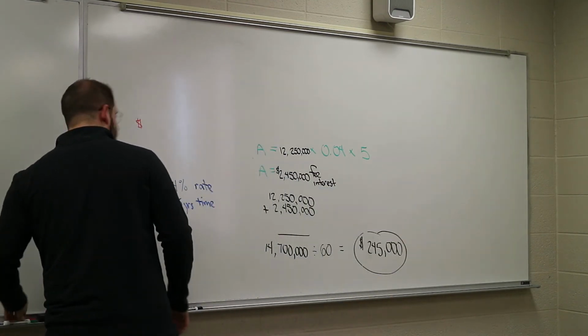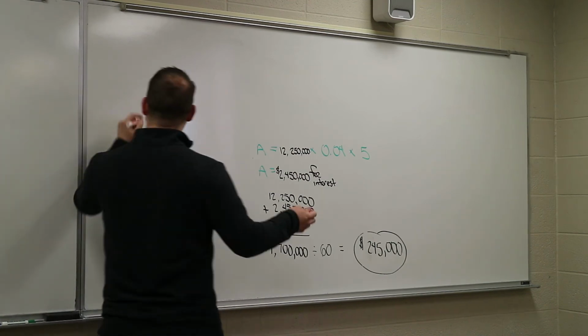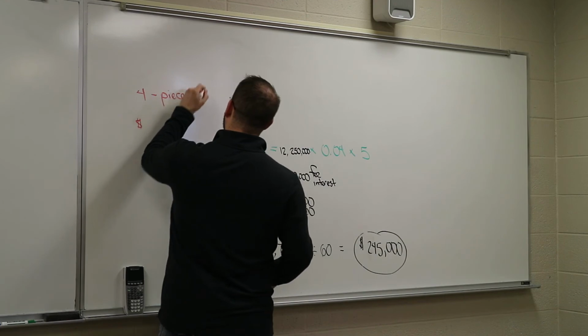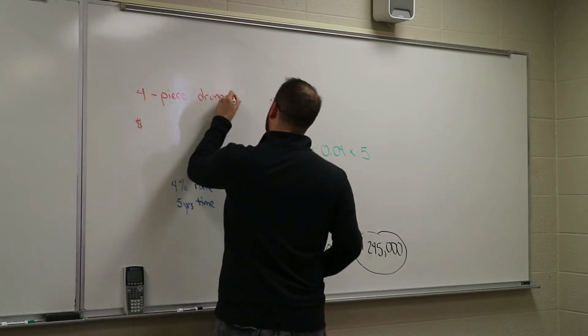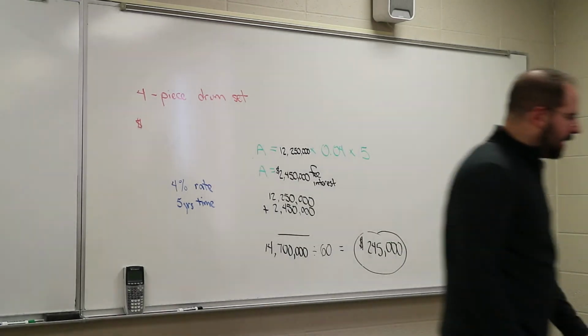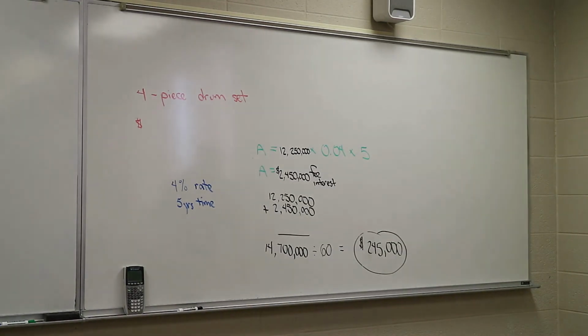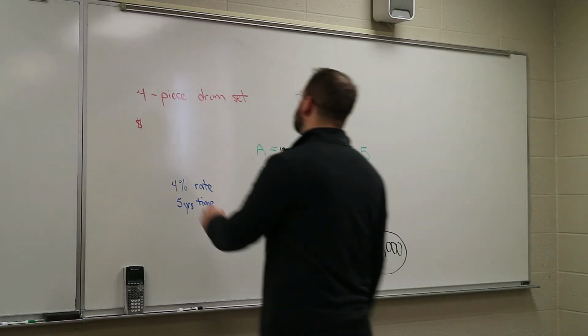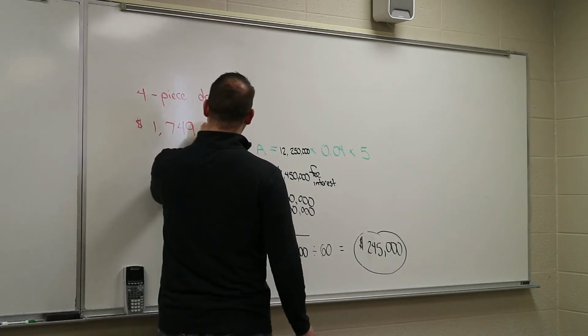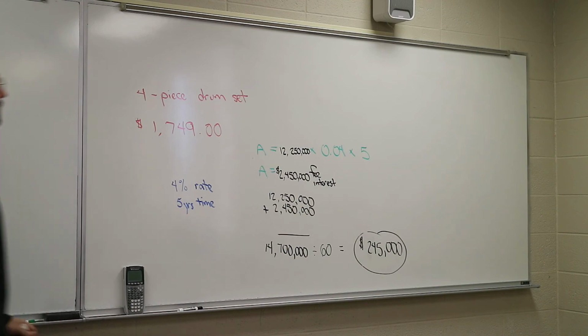Actually, it is a 4-piece drum set. Okay, 4-piece drum set. It's called the Mapex Saturn V MH Exotic. Nice. Okay. Cherry Mist. How much money is my drum set? $1,749. Okay, hey, we're back to reasonable town here, guys.